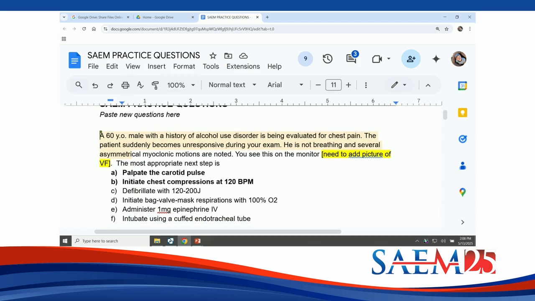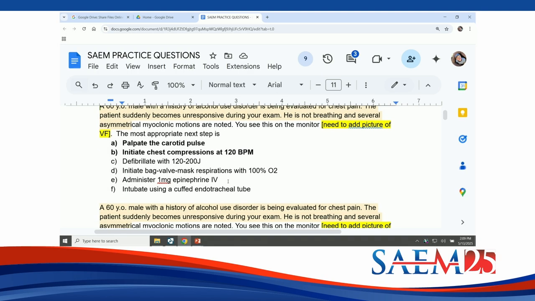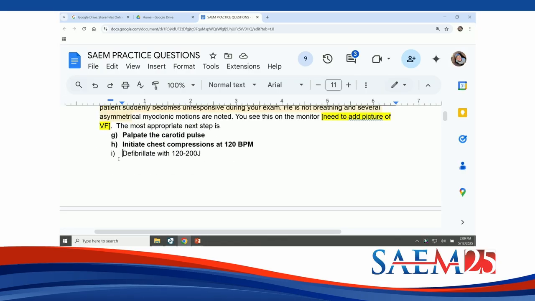Okay, so the first one, let's make recognizing pulselessness, right? So the patient becomes unresponsive, not breathing, myoclonic motions are noted. So maybe here, we'll keep the lorazepam.